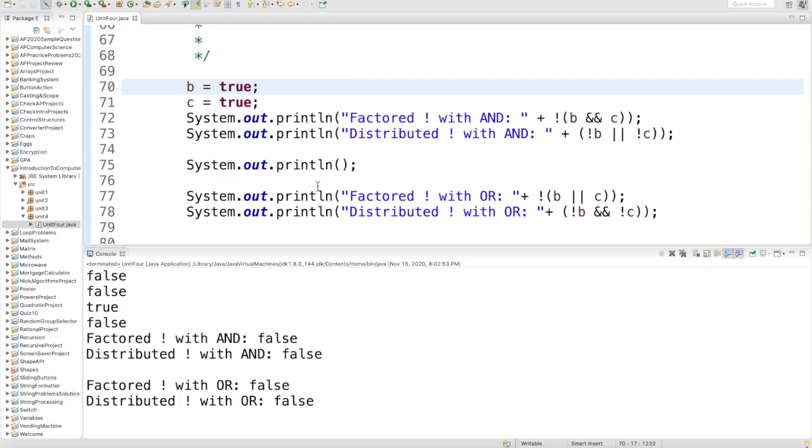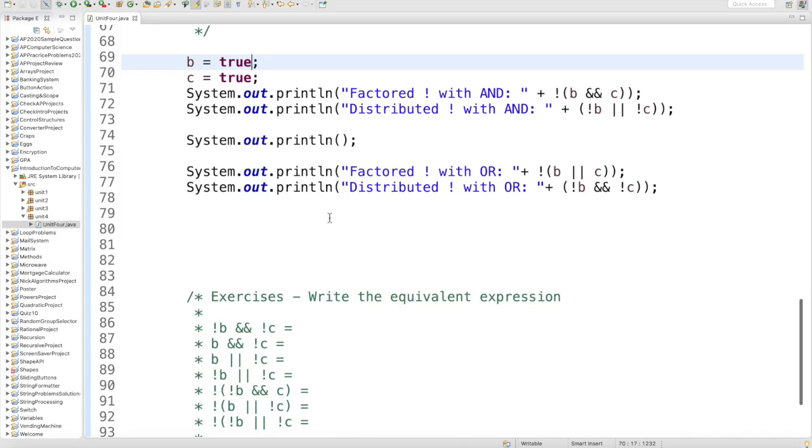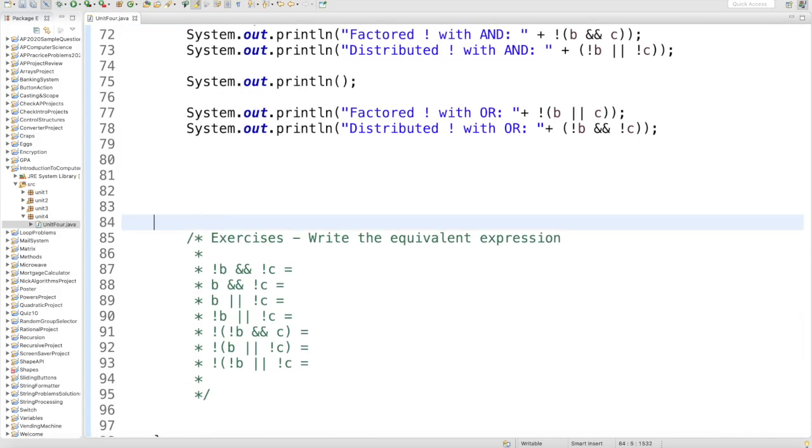Now, one of the things here about this distributive stuff is that you've got to practice. You can't just write the code here and say I'm done. You've got to practice. So what I have down here are some exercises, and your job is to go ahead and solve them.